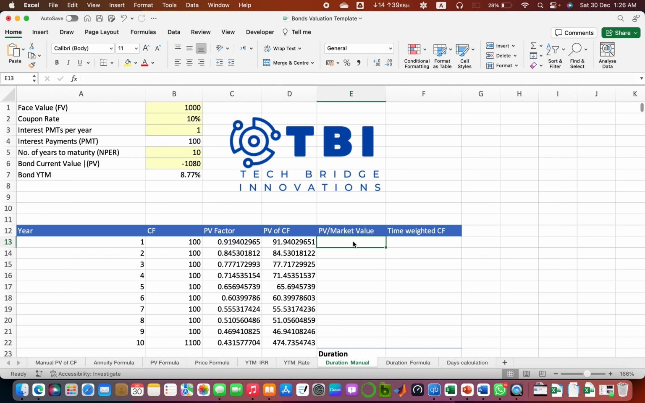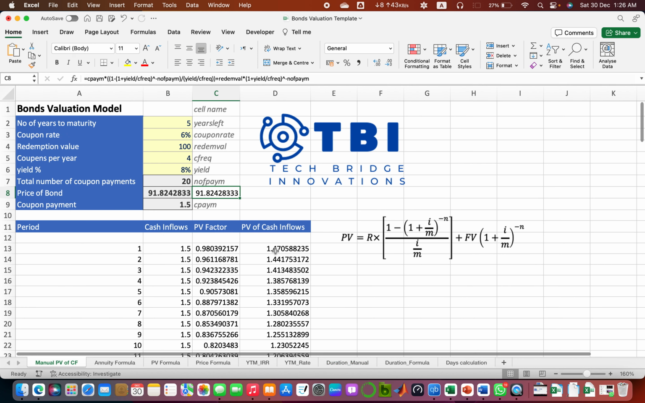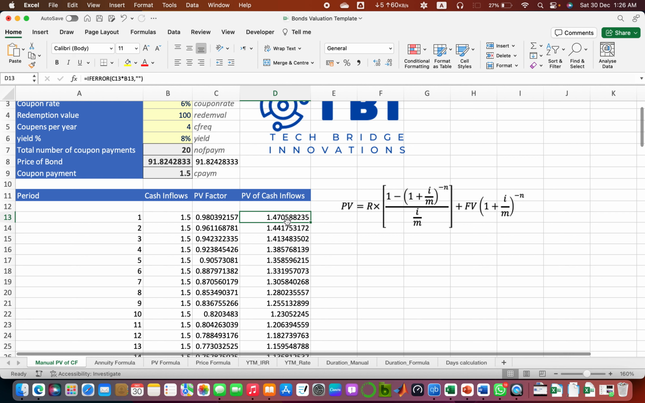So, how do we calculate the duration of a bond? It's very simple. Duration is the sum of time weighted cash flows. How do we find time weighted cash flows? We find the present value of the cash flow of each period, like we did in the first sheet. If you remember, in the first video we calculated the cash flow.